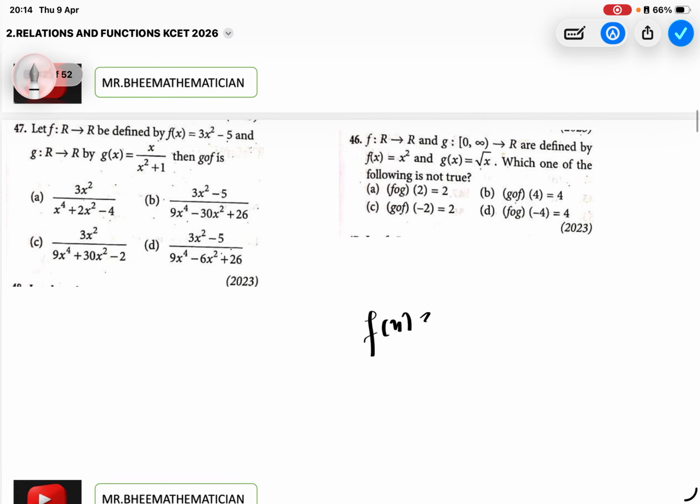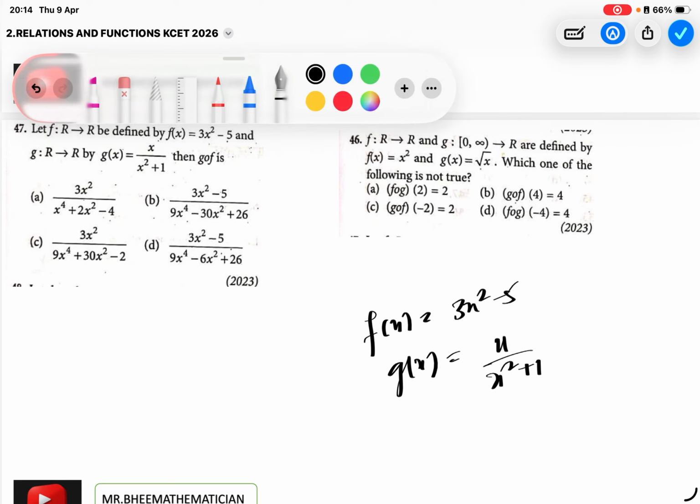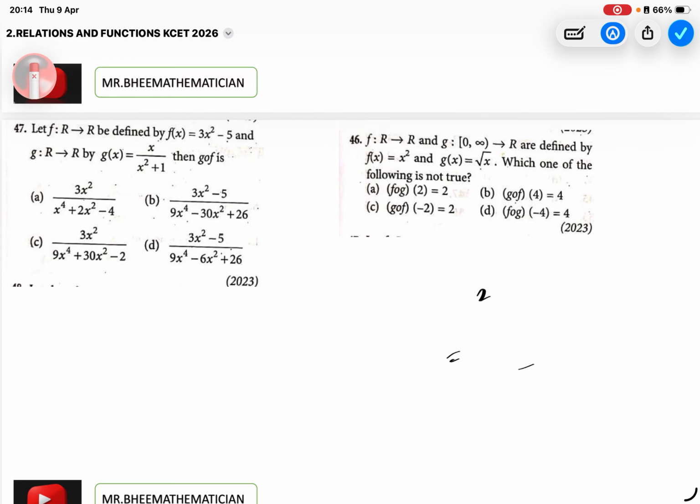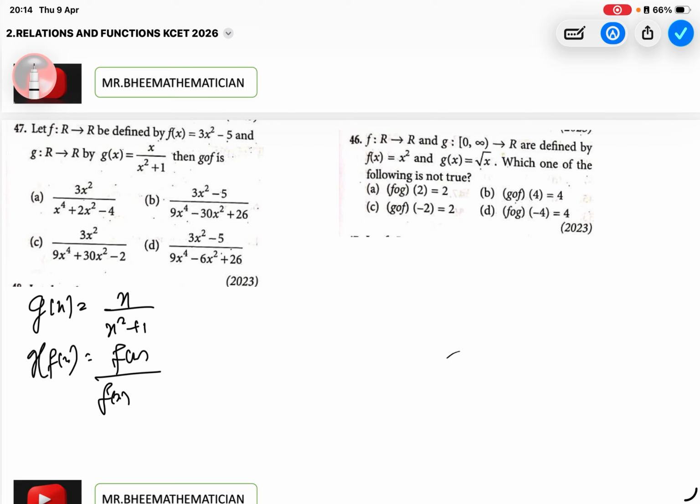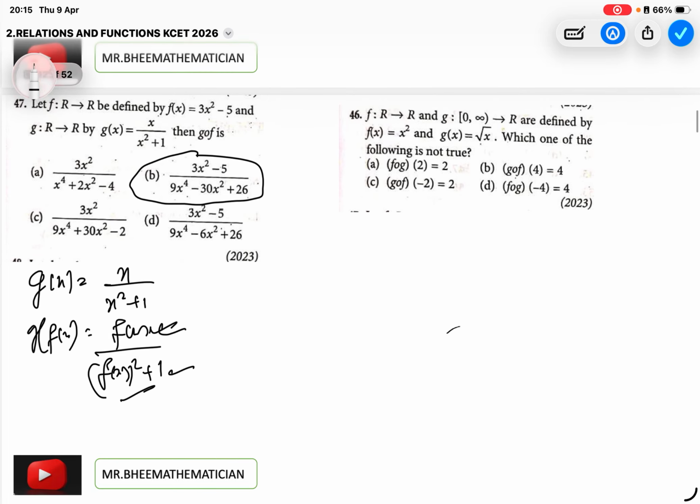They have given f of x value 3x square minus 5, g of x value x by x square plus 1, and they are asking g of f. So what is g of f? Here g of f. So g of x is nothing but x by x square plus 1. So g of f is f of x divided by f of x square plus 1. So you just have to substitute the f of x value in that function. You will automatically get option B as the answer.